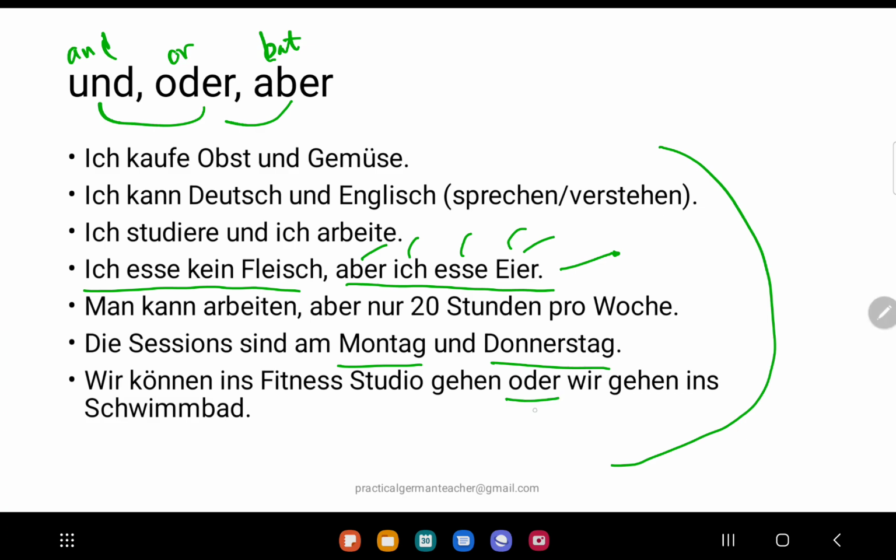For example, here oder is being used to combine two sentences. So wir können ins Fitnessstudio gehen oder wir gehen ins Schwimmbad, right?